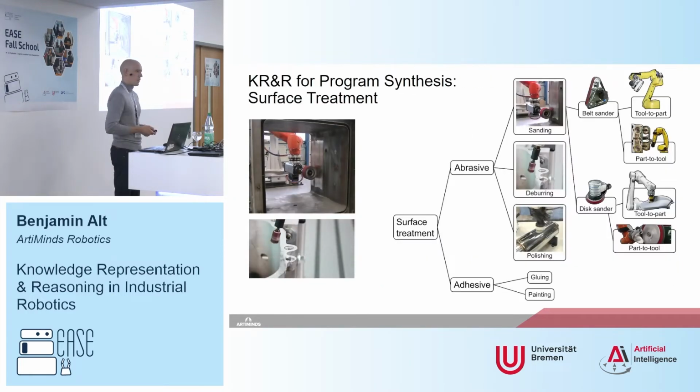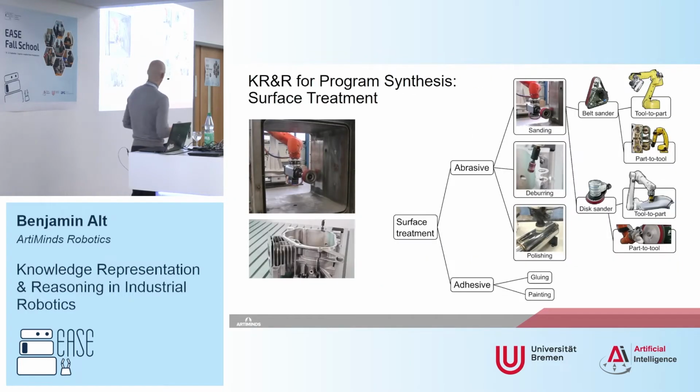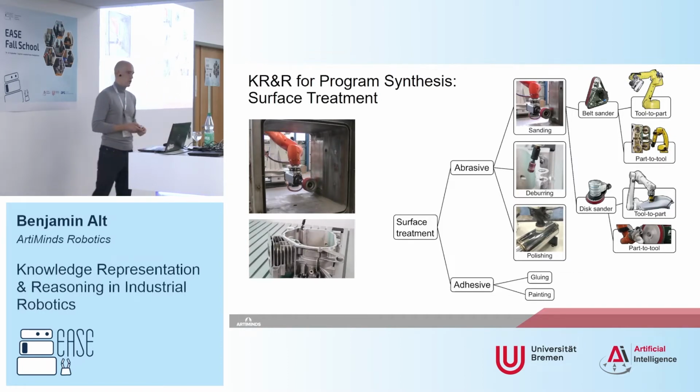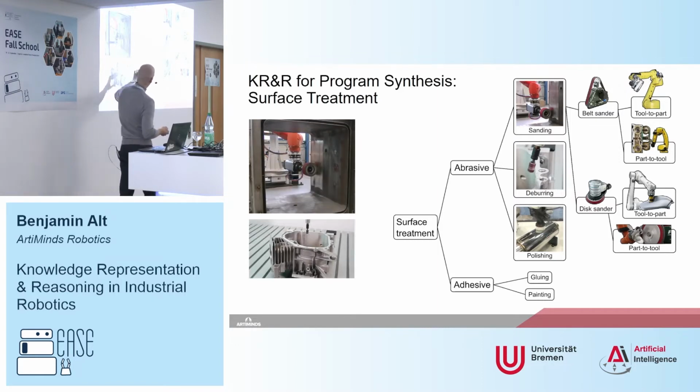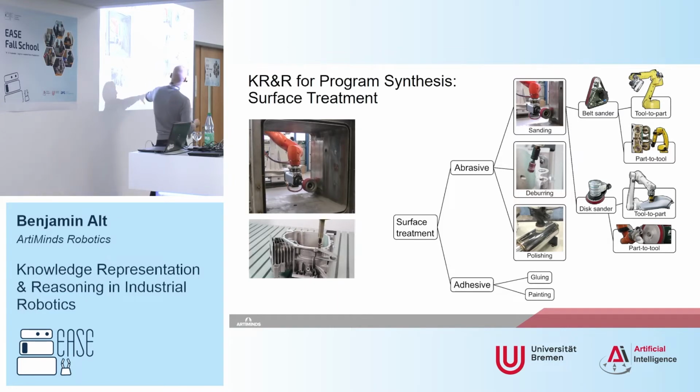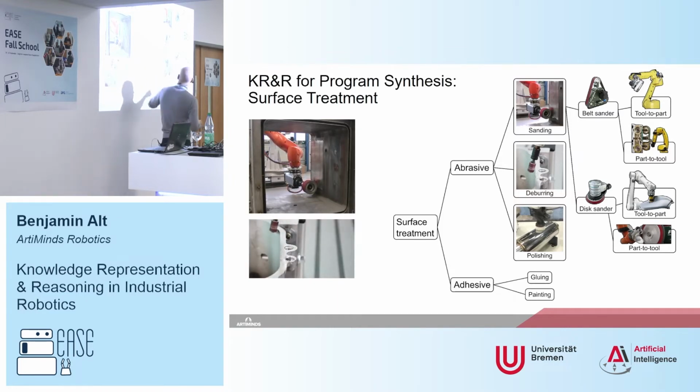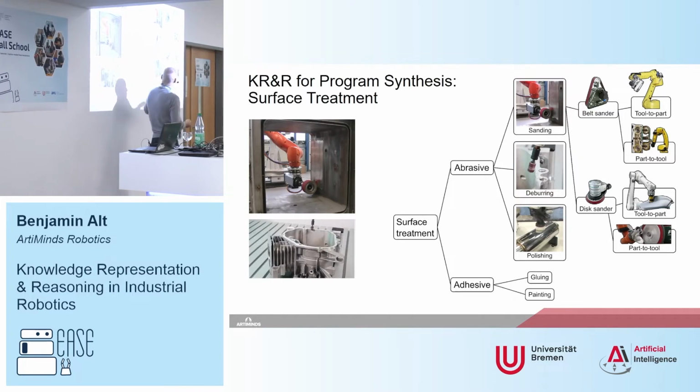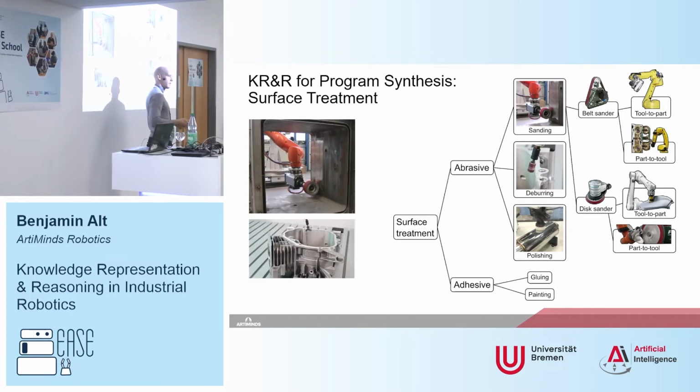So we had a look at a different task that's a bit more complicated than pick and place. In this case, surface treatment. Here to the left, you see two examples of surface treatment. One is high power grinding of steel surfaces. The other is deburring, for example. And we noticed that the domain of surface treatment can be hierarchically split up into sub-concepts in a pretty intuitive way. You have adhesive and abrasive processes, you have polishing, deburring, and sanding, and you have different tools like belt sanders and disc sanders that can do this.